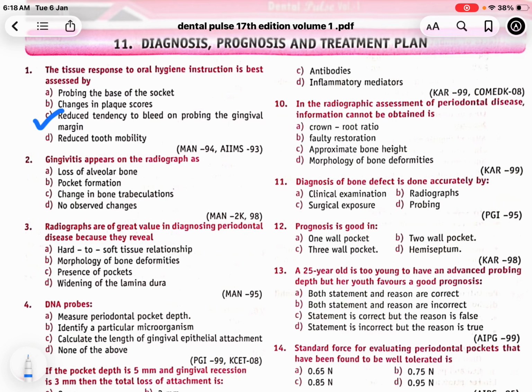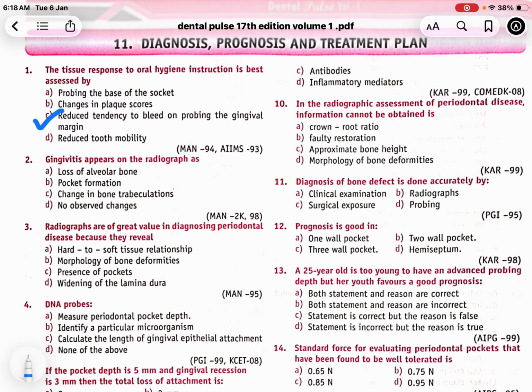Comes out because of the inflammation. But after oral hygiene instruction, or when you do scaling or oral prophylaxis, then after some time you will notice that when you probe there is no bleeding. So the tissue response to oral hygiene instruction is best assessed by reduced tendency to bleed on probing the gingival margin.